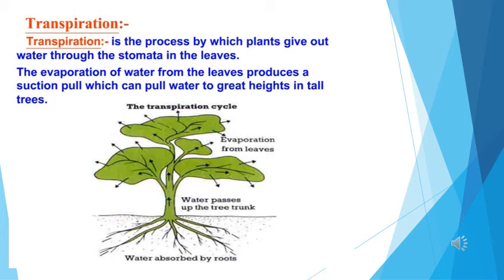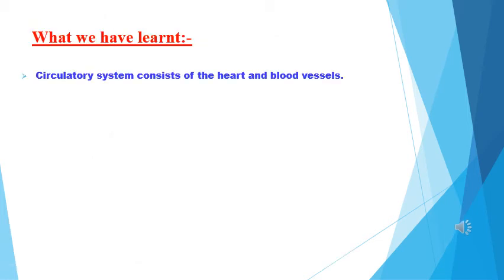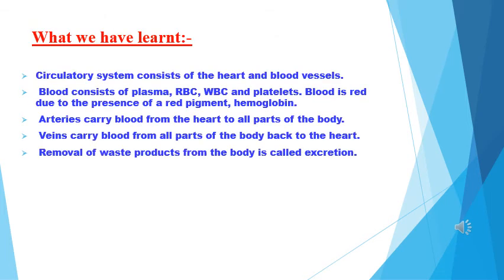Now let us understand what transpiration is. Transpiration is the process by which plants lose water through the stomata in the leaves. So the evaporation of water from the leaves produces a suction pull which causes the water to come up to great heights in trees.